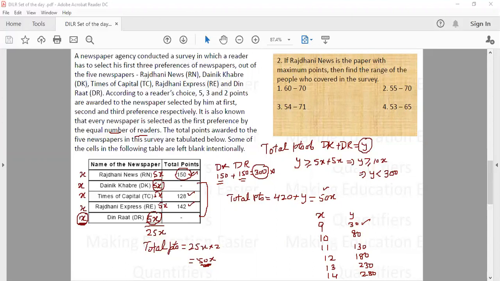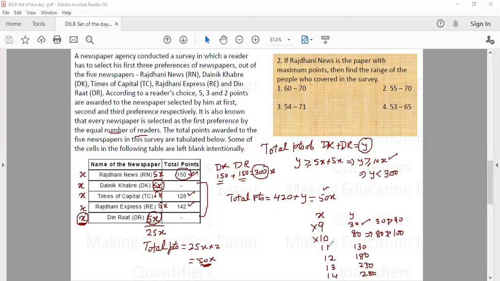Now, we have to check among these solutions, the solutions which are satisfying this condition also, that Y is greater than or equal to 10x. Now, in the first case, if I take X to be 9, then 10x will be 90. So 30 is not greater than 90. That means this solution is not possible. If I take X to be 10, then 10x will be 100, and 80 is again not greater than 100. So this solution is again not a valid one.